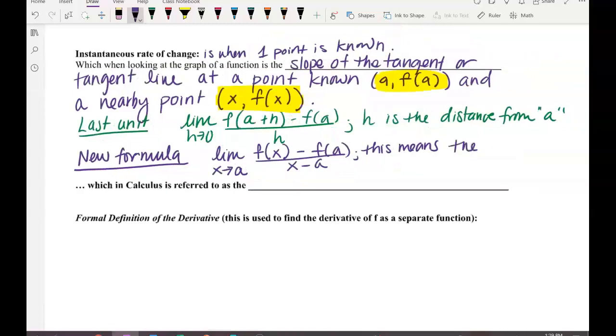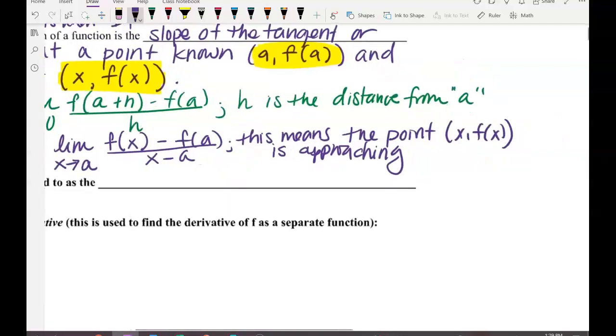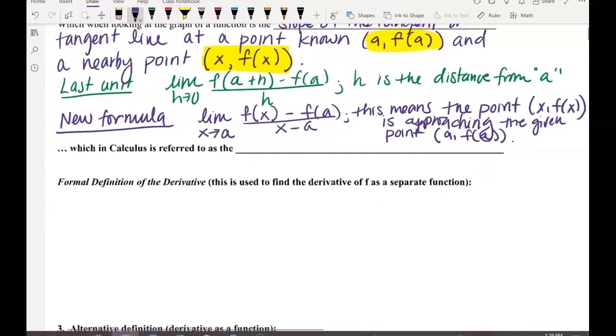So this means the point we picked, which is x comma f of x, is approaching the given point, a comma f of a. All right. Now, this in calculus, guys, is referred to as the derivative.